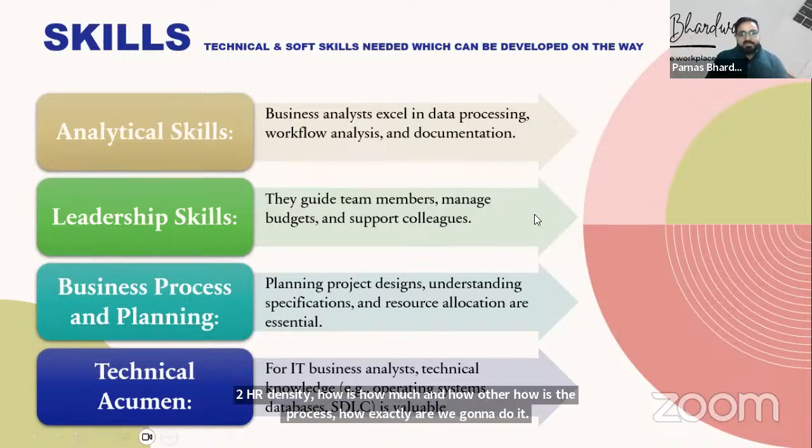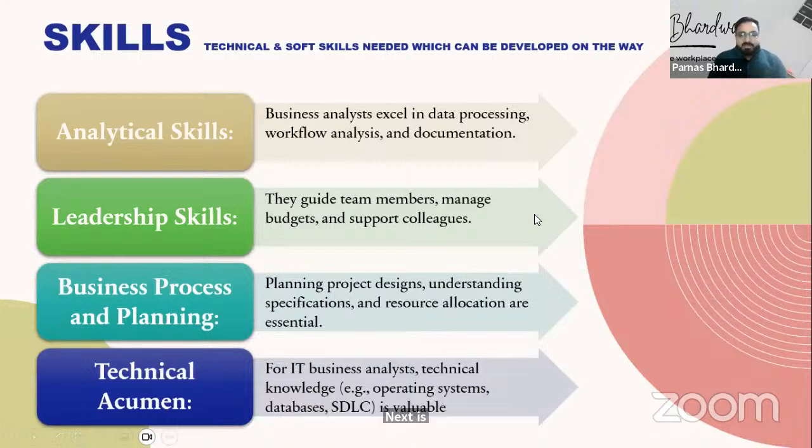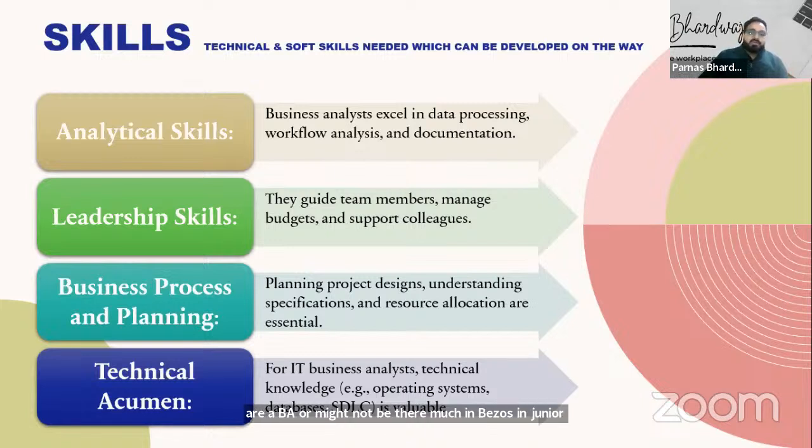Next is leadership skills. We guide team members, we manage budgets, and we support our colleagues. So a bit of leadership skill is always involved when you are a BA. It might not be there much as a junior BA, but once you have been a BA for 2 or 3 years, you move more towards leadership skills, where you guide team members and manage budgets. Third is business process and planning.